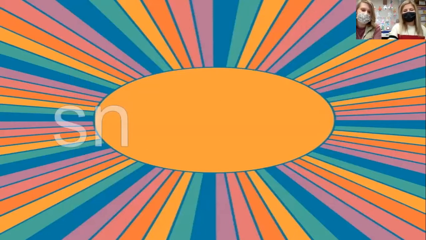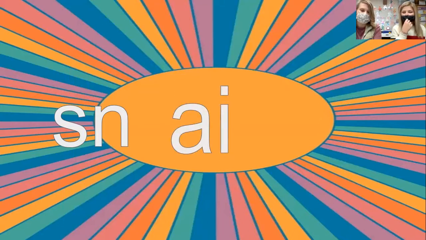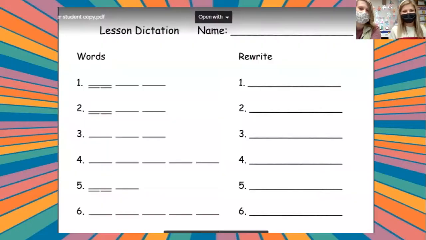S-N. Good job. We heard that A sound in the middle of our word again. And we heard it in the middle, so that means we need to use the vowel team A-I. And then our very last sound in that word was L. So go ahead and write the letter for that sound. Write this word on your line and write it again on your rewrite line. If you need to press pause, go ahead and do so now.